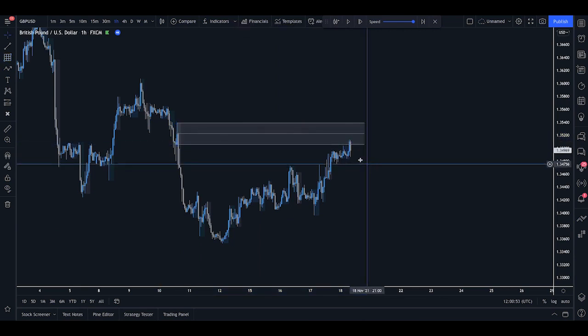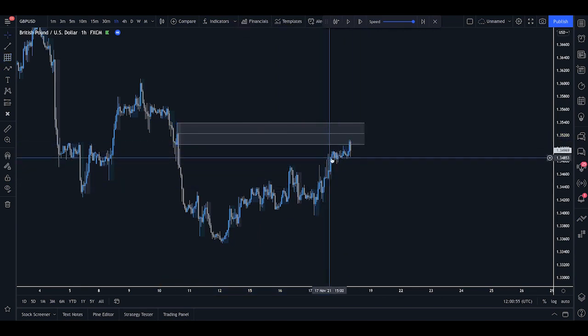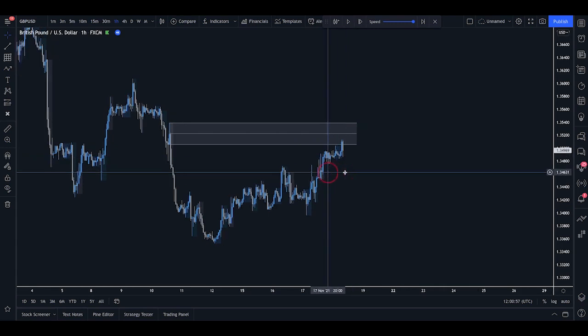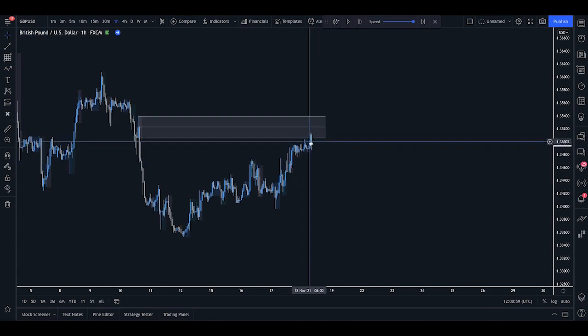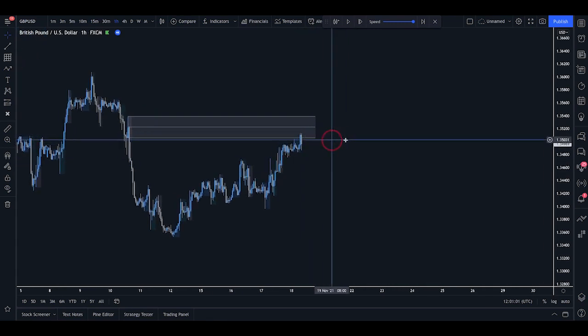Now, we did say this would be the target for the buy trade. We probably would have closed it around this point at the close of New York. And then the price did continue in and trade into that supply area.